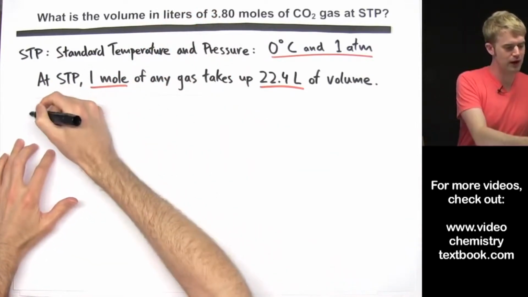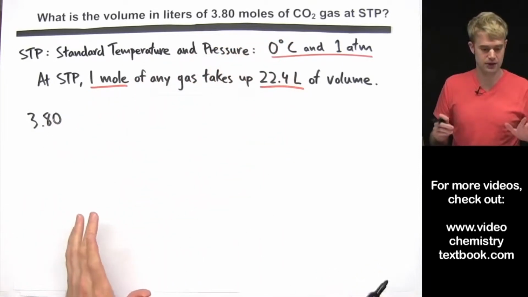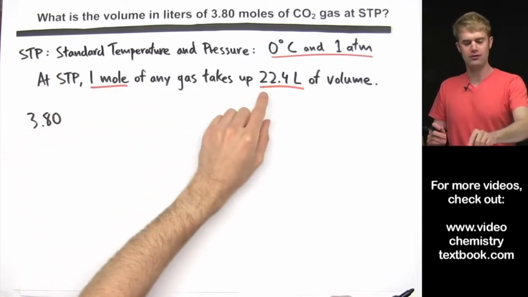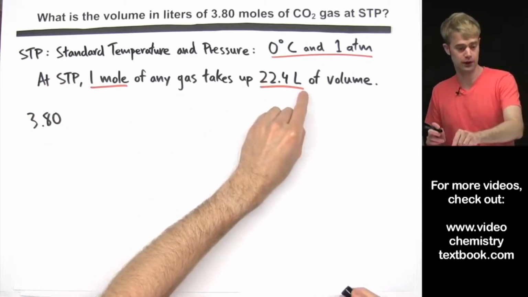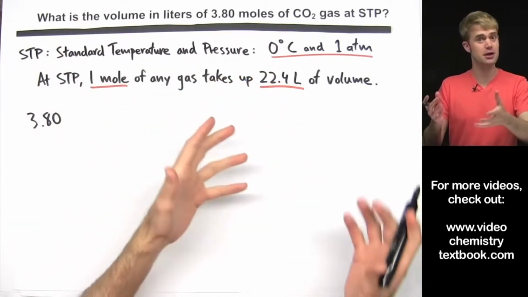We have 3.80 moles of CO2 gas, okay? We know that at STP, 1 mole of gas takes up 22.4 liters, okay? So if we had 1 mole of gas, we'd have 22.4 liters. That's how much space it would take up.